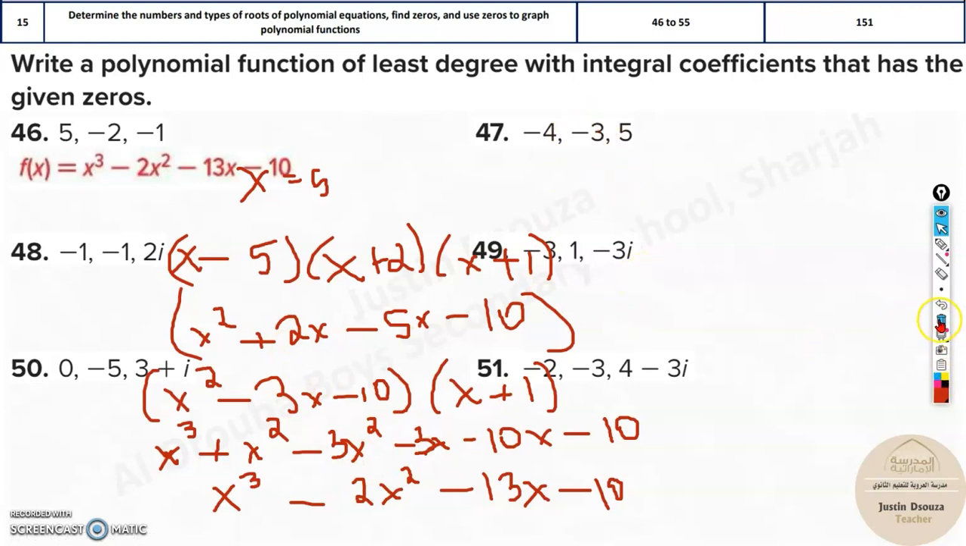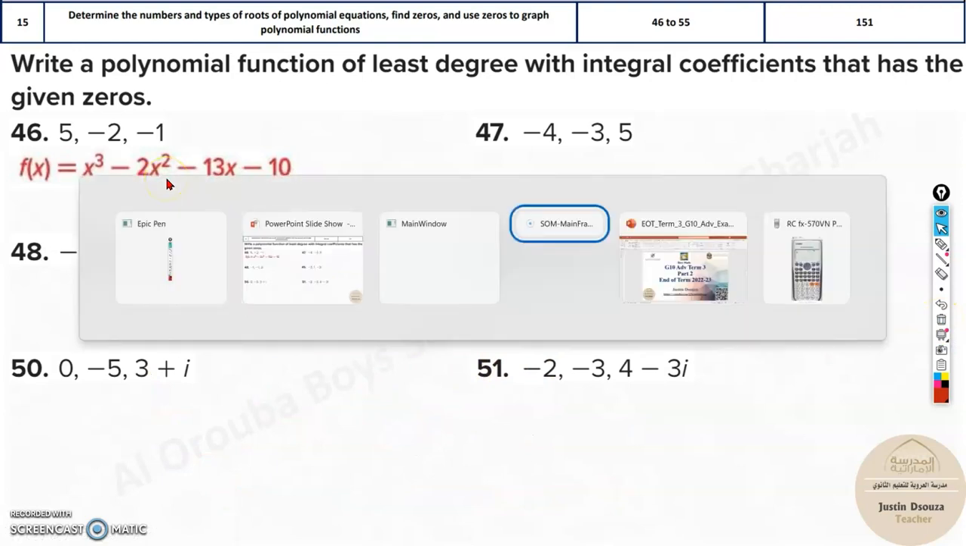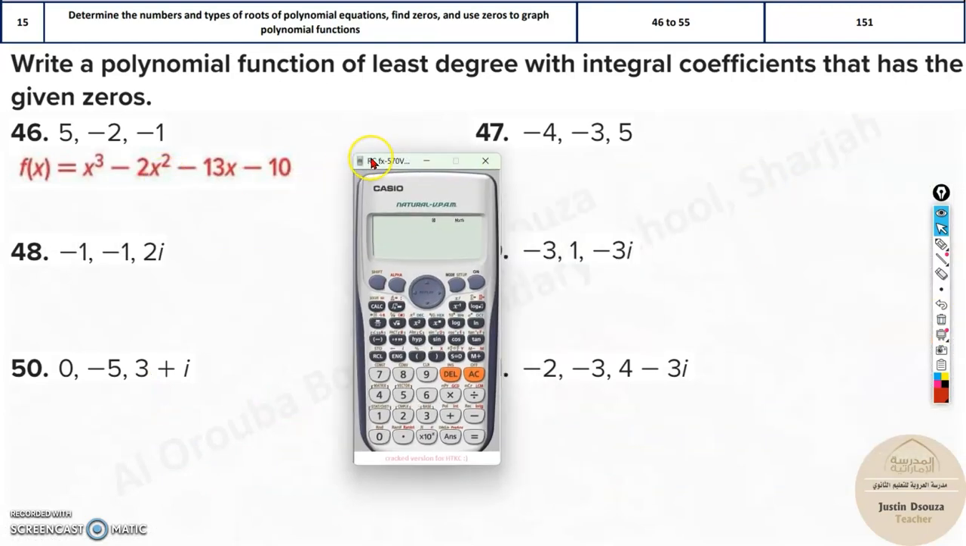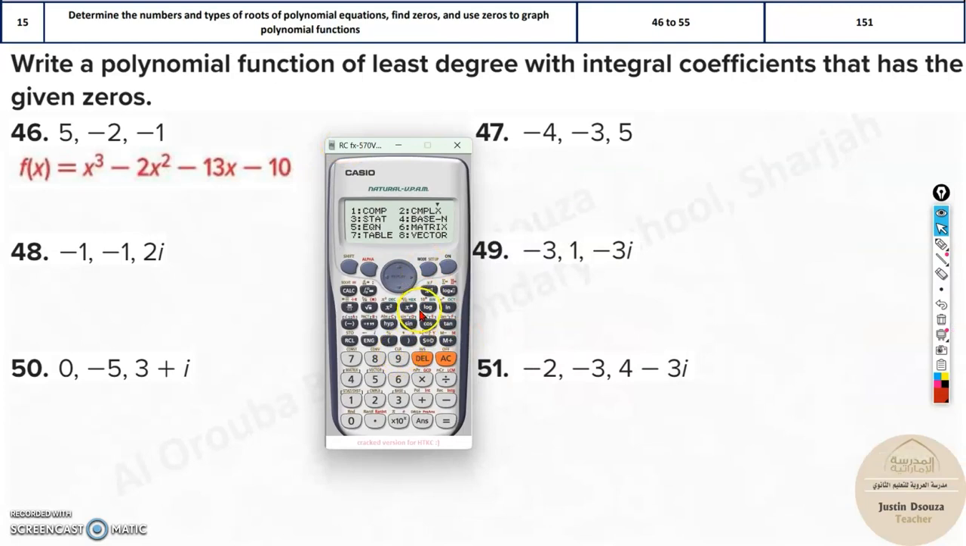There is a similar method that can be done everywhere, but I will tell you other methods as well. Now take out your calculator. If you go to mode 5, 4, you can solve this. Let's solve that: 1, minus 2, minus 13, and minus 10. What is the answer? The answer is 5, minus 1, and minus 2. That is one way you can solve all the four options and you will get it.